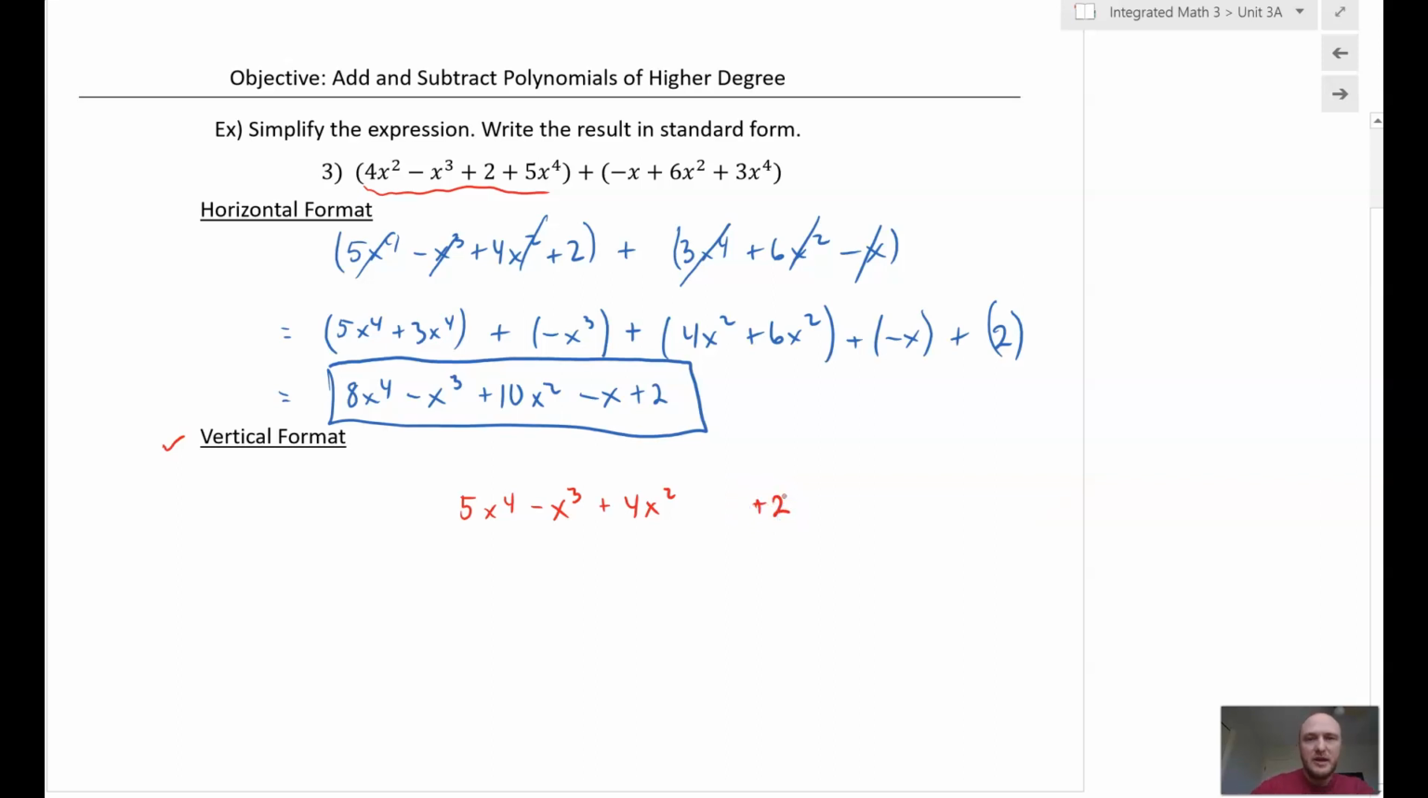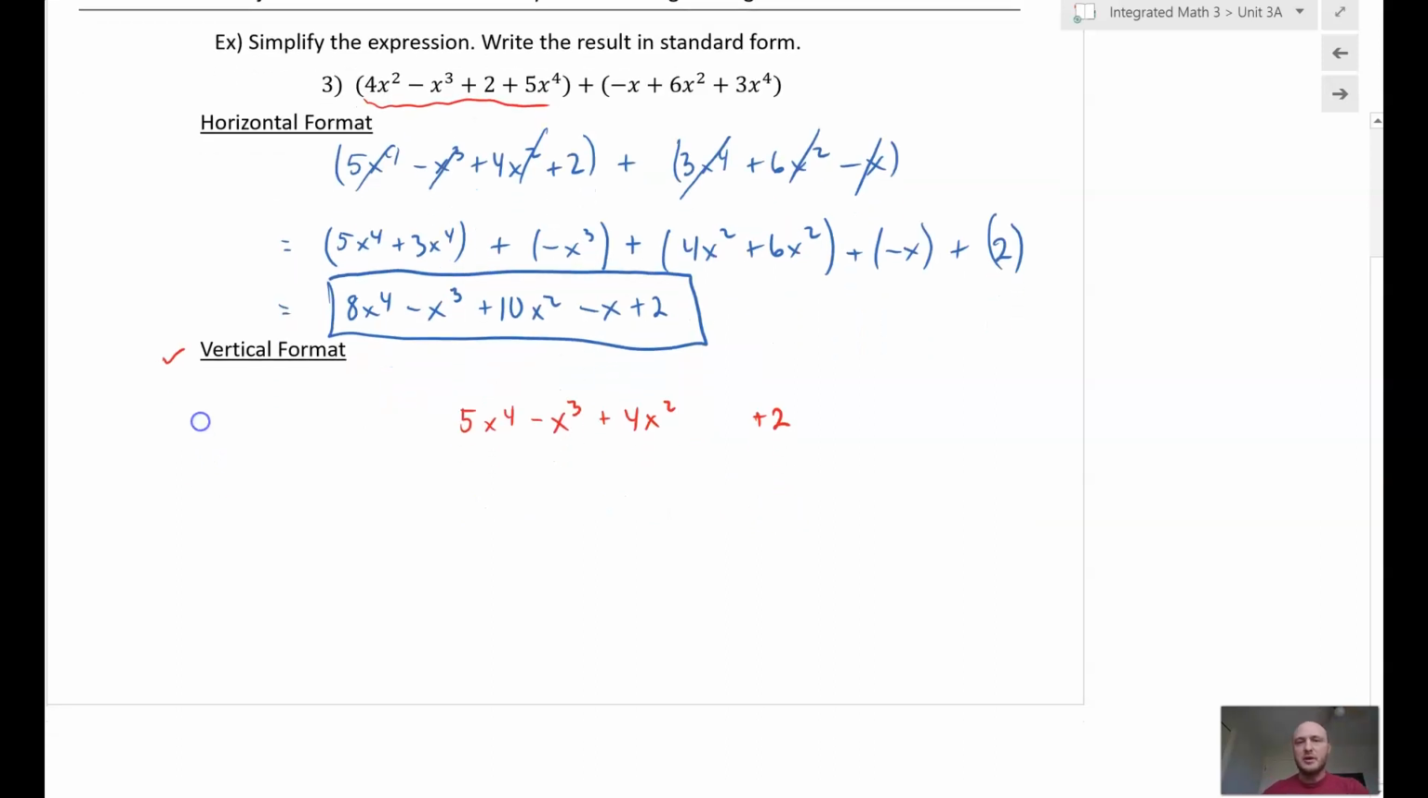plus 2. And then now I'm going to add, and I'm going to place the like terms below their counterpart. So I have 3x to the fourth. No x cubed terms. I have a 6x squared. And I have a minus x. And then no x to the 0 terms. So now I'm just going to add vertically. So 5 plus 3 is 8.